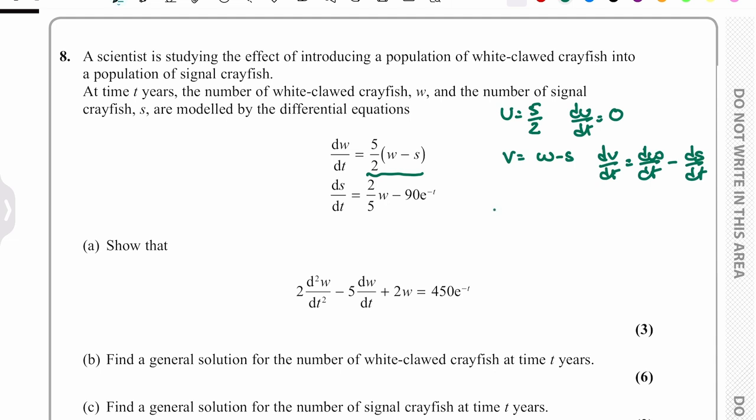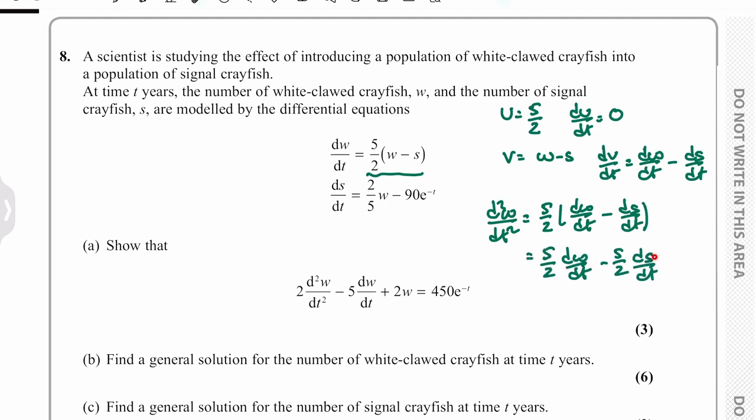Now we can differentiate this. We get d squared w over dt squared will be the u term multiplied by the dv term. So dw over dt minus ds over dt. And then we can expand this out.